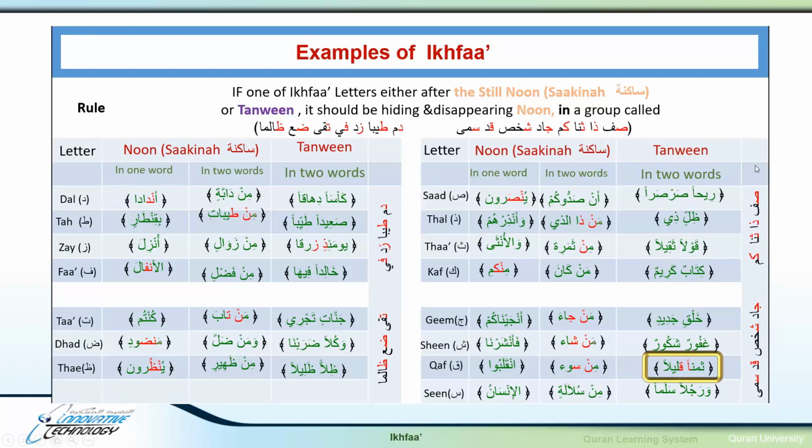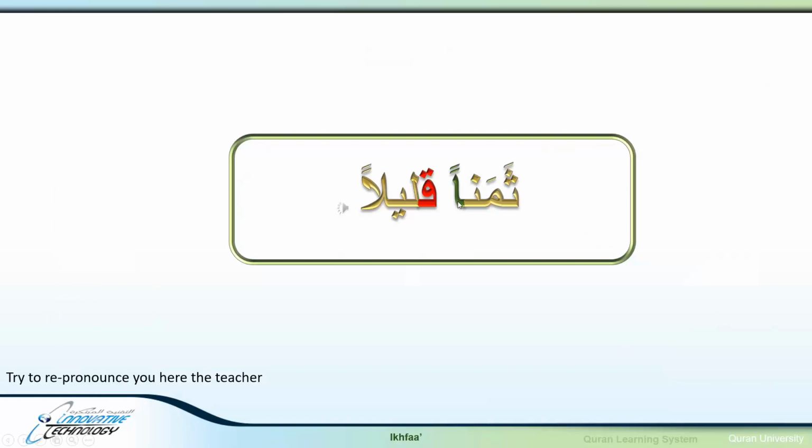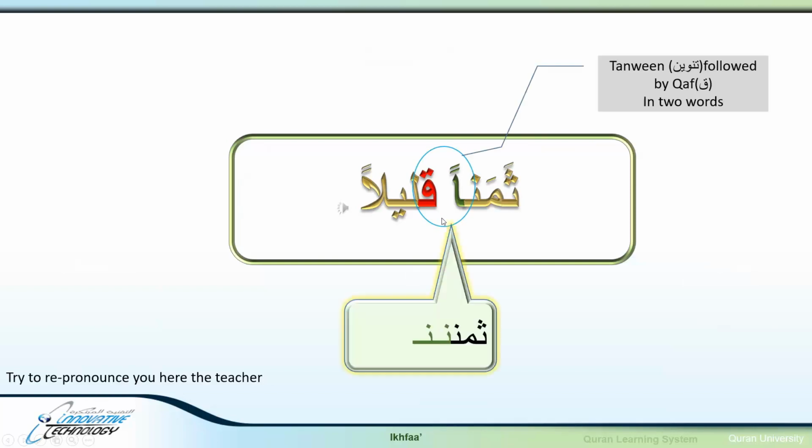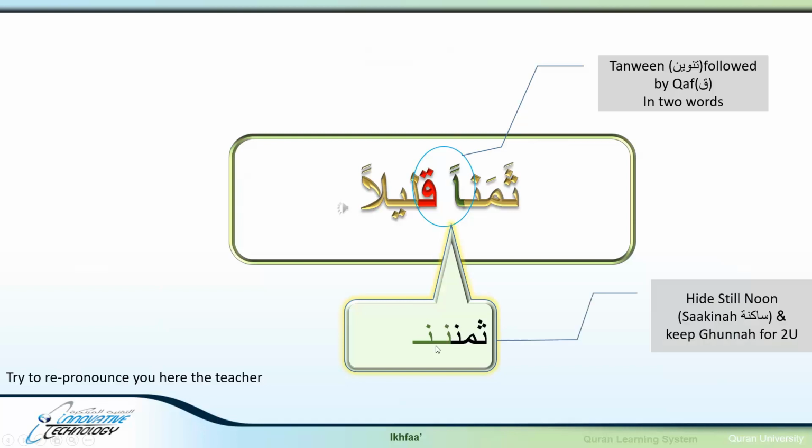One more example related to Tanween. ثَمَنًا قَلِيلًا. You're seeing here the Tanween. ثَمَنًا قَلِيلًا. Followed by a qaf in 2 words, of course. And if we want to apply the hiding of the nun sakina, keeping the ghunna for 2 units, it will sound like this.